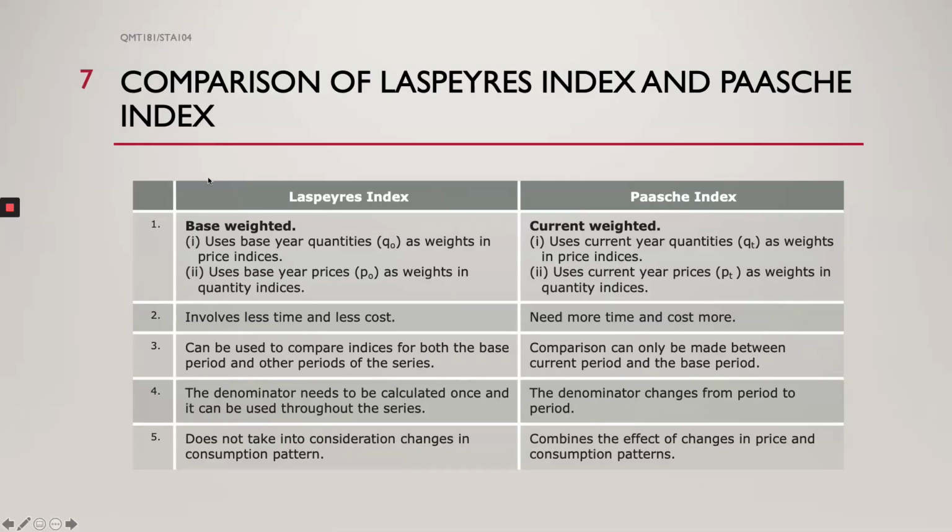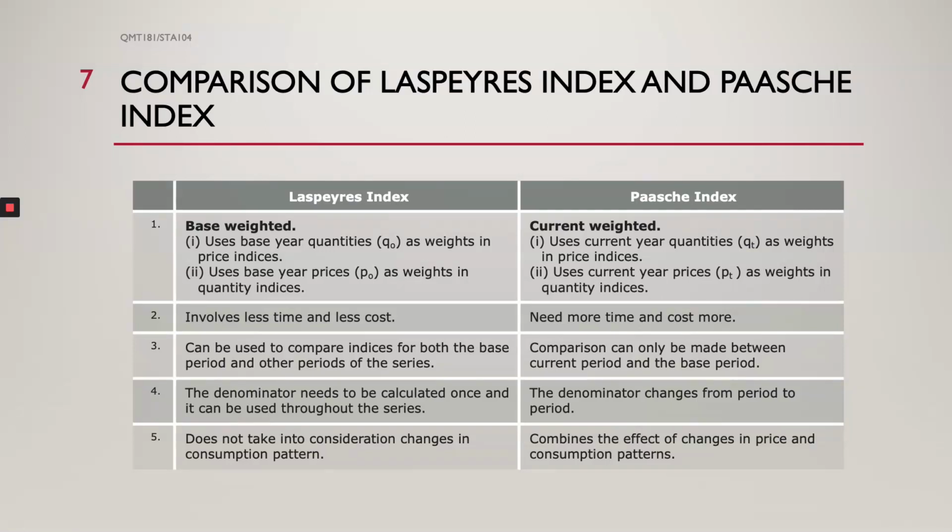Now we look at the comparison of Laspeyres index and Paasche index. The Laspeyres index uses the base year as the weightage, while the Paasche index uses current information as its weightage. As we have information from the previous year, it involves less time and less cost compared to Paasche, where we have to wait to get the new or current information. So we need more time and it costs us more.